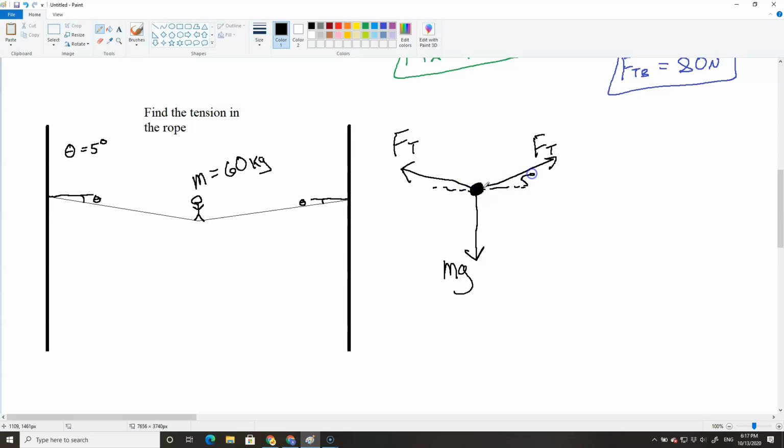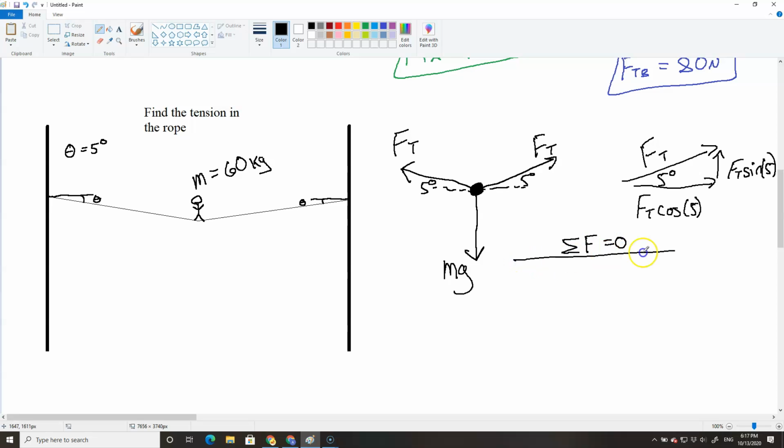So this is 5 degrees, 5 degrees. So the tension vector is mixed between x and y directions. Therefore, we have to break that vector up into its components. Force tension at 5 degrees. So on the x, it'll be force tension cosine 5. And on the y, it'll be force tension sine 5. Same thing happens with the one on the left. It's just that the force tension cosine 5 is pointing left instead of right. The summation of all forces on this individual is 0, otherwise they will fall and die, and well, that would be bad.